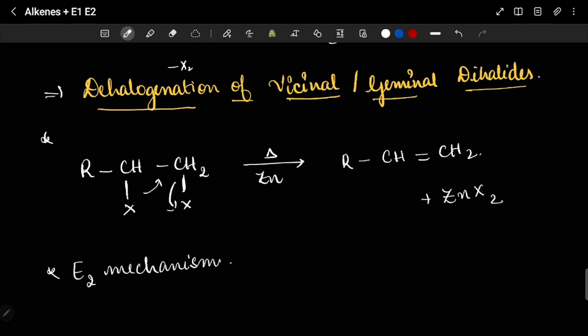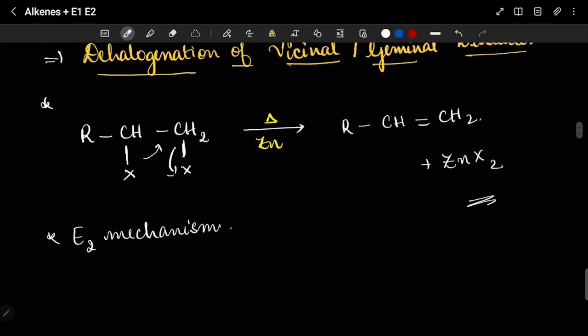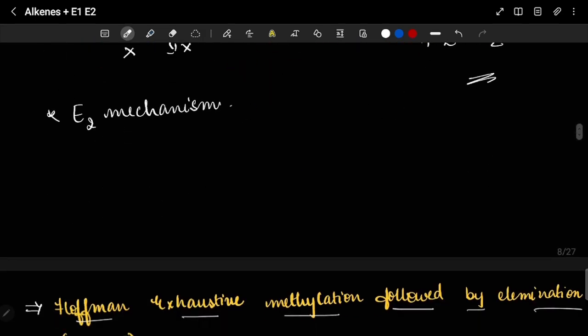So what would happen in this reaction? E2 mechanism, single step. One would give electrons, one would take electrons. So X and X, and here the reagent is important, Zn and heat. Something like reduction is going on here. So a double bond is formed like this, just like in the previous reactions, and then ZnX2 is formed. So this is called dehalogenation of vicinal or geminal dihalides.